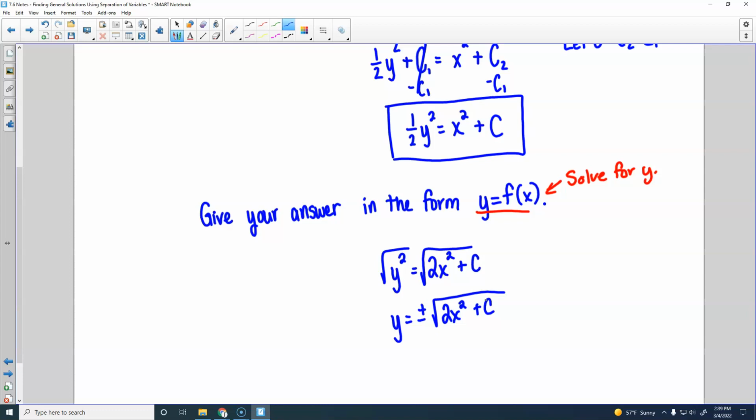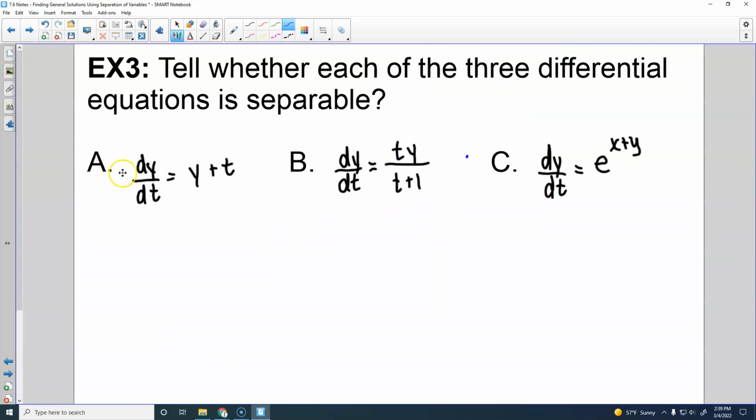Okay, so that would be our solution to our differential equation. If you had a slope field, you could graph what these look like here. Okay, questions? Okay, so these problems we're actually not going to solve. We just need to be able to tell whether they are separable or not, meaning that you can separate the variables.